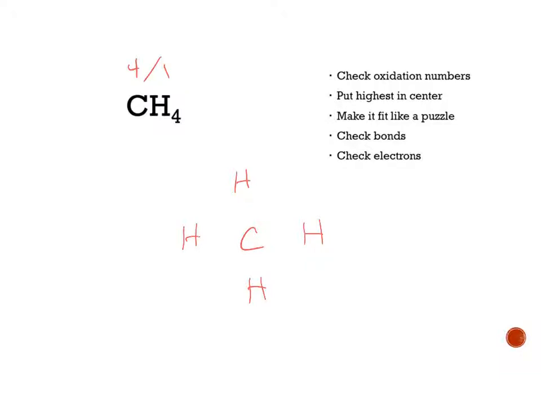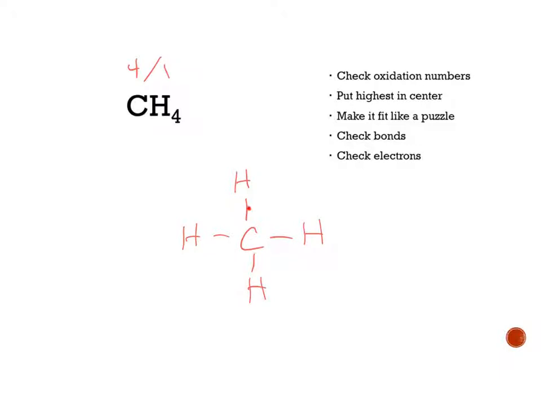How many bonds does carbon want? 4 bonds, right? Because it has an oxidation number of 4. And so I'm going to go ahead and put in my 4 bonds for carbon. And so if we look, carbon now has 1, 2, 3, 4 bonds. Each hydrogen has 1 bond.